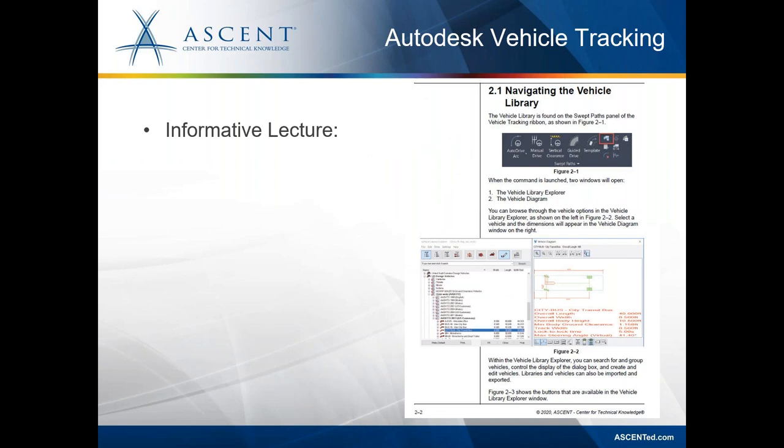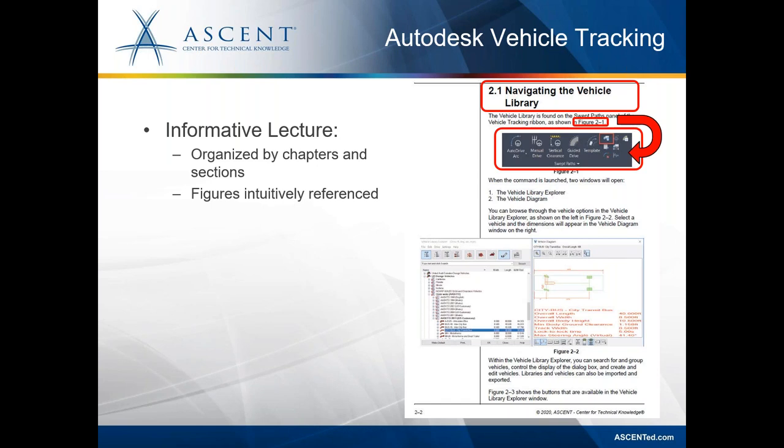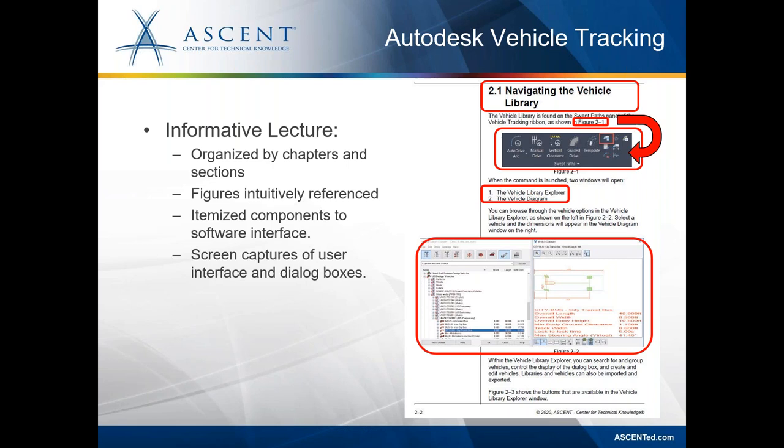Okay, so the ASCENT courseware in general is divided into two major sections. Every chapter has a lecture part to it and some exercises. For the lecture parts, we break them down into chapters and sections very logically. We have figures throughout the book, and each figure is referenced by a figure number within the text, so it's easily identifiable. We have itemized components within the lecture parts, very detailed as to what is in a particular user interface or what the user can actually expect. We have screen captures throughout the book of the user interfaces and a variety of dialogue boxes.